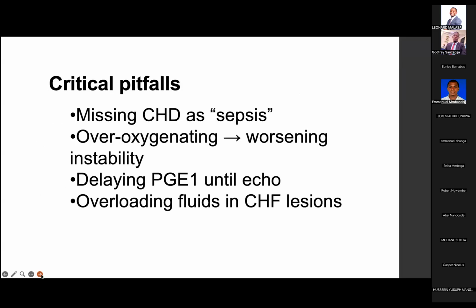Critical pitfalls, we've talked about this: you can mistake it for sepsis, asthma, or simple pneumonia, and you might start over-oxygenating your patient and worsen the instability. You might delay PGE1 because you are waiting for an echo by a pediatric cardiologist. Overloading fluids in a patient with congenital heart disease is also a problem, because they already have fluid overload. So those are my pearls.